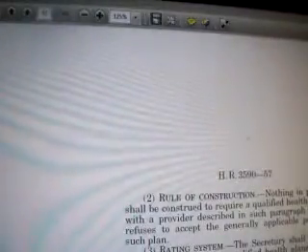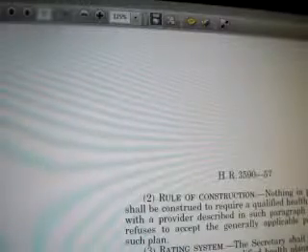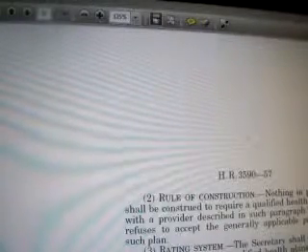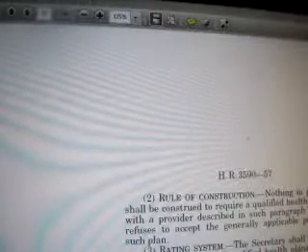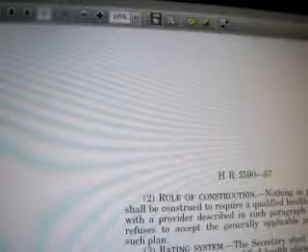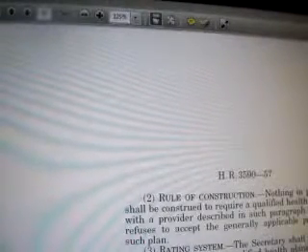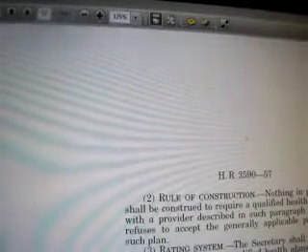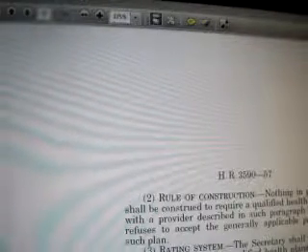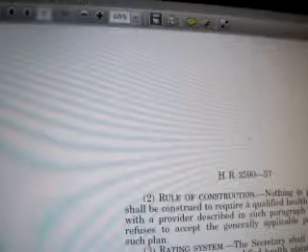Okay. Now, again, we're now on page 57. We finally made it to page 57. It says, rule of construction. Nothing in paragraph 1C shall be construed to require a qualified health plan to contract with a provider described in such paragraph if such provider refuses to accept the generally applicable payment rates of such plan.